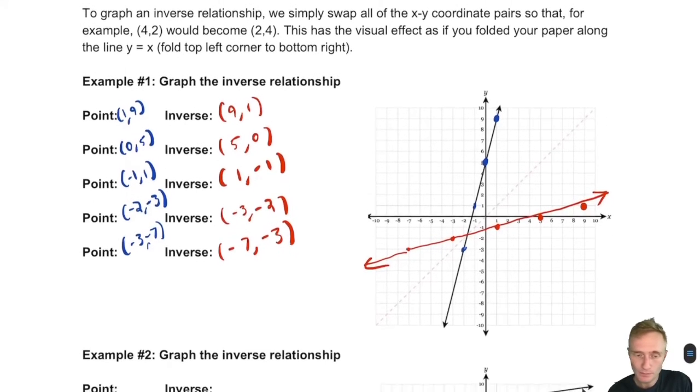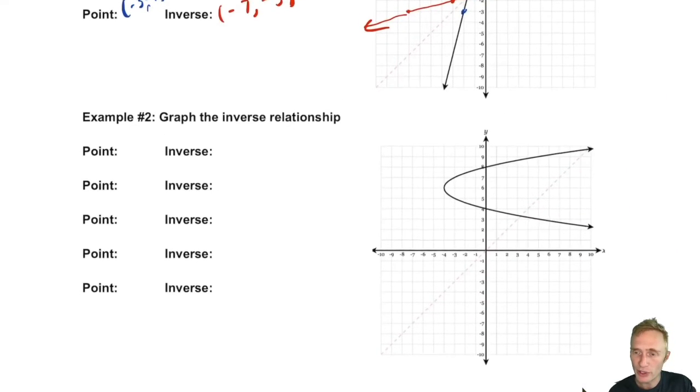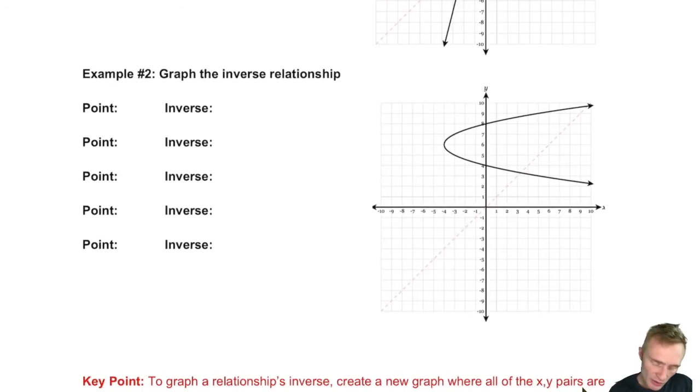We'll do one more. Let's say we wanted to graph the inverse of this relationship. So we've got what looks like a parabola, but opens over to the right there. And I want you to just picture in your mind at first, what is this going to look like when I fold over this line, y equals x. So imagine it to yourself. Imagine folding it one way and then folding it the other.